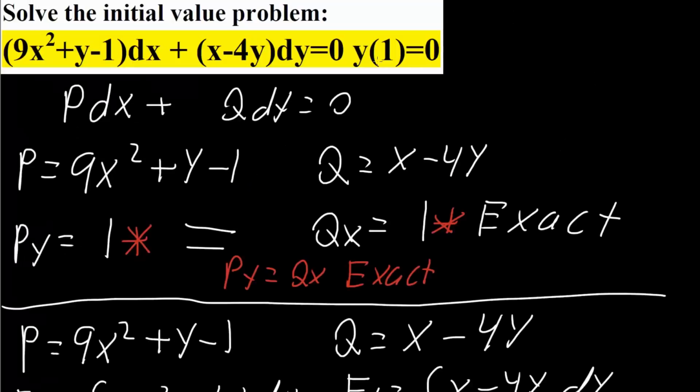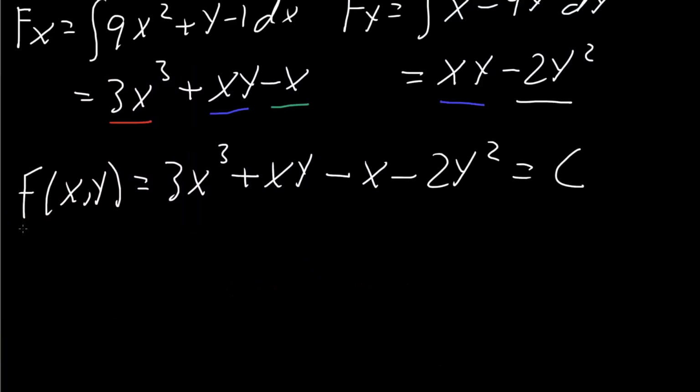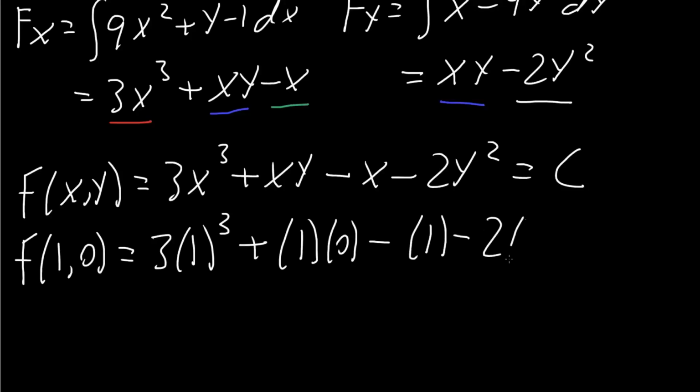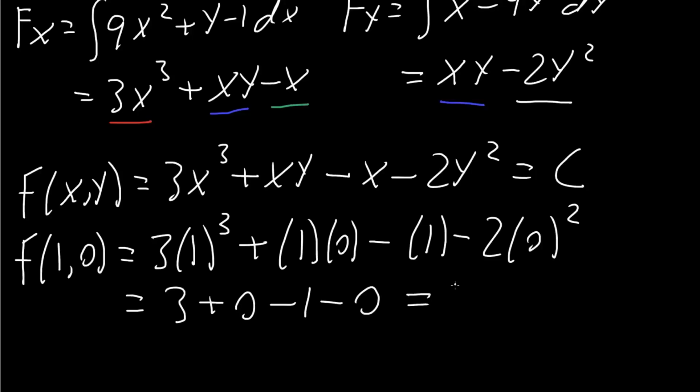You can get the value of c since x is 1 and y is 0. And so what we do is we plug in those numbers. So we're saying that x is 1 and y is 0. So that's going to equal 3 parentheses 1 cubed plus 1 times 0 minus 1 minus 2 times 0 squared. And this will equal, so this would be 3 plus 0 minus 1 minus 0. So this would be equal 2.